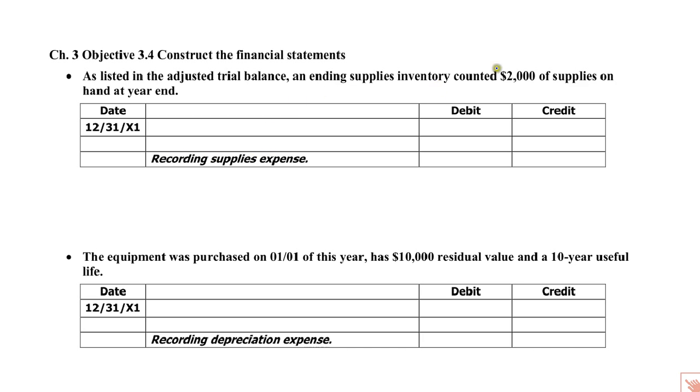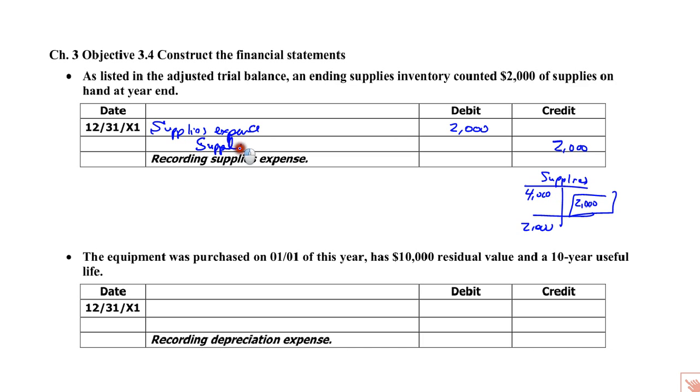So expenses are either incurring a liability or reducing an asset, using up an asset. Okay, supplies expense. So we know that in the supplies account, they had 4,000 at the beginning of the year. The inventory is 2,000. So it must be the case that they used up 2,000. That's the number. It's going to be 2,000. Supplies expense, and we're reducing the asset called supplies.